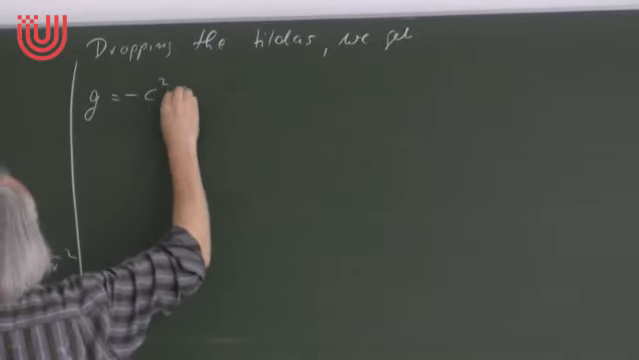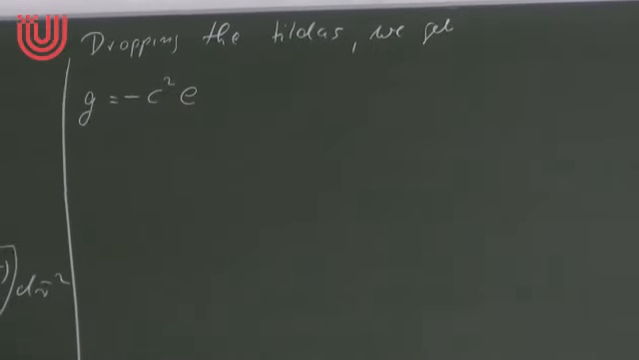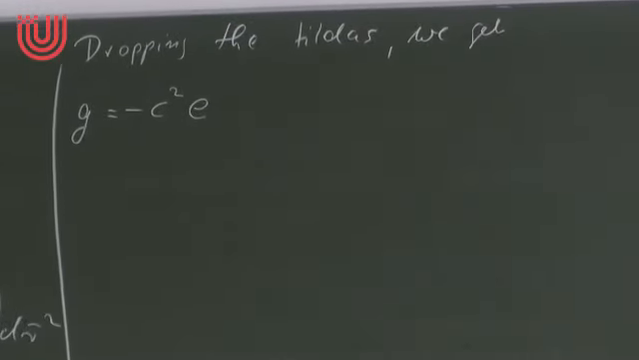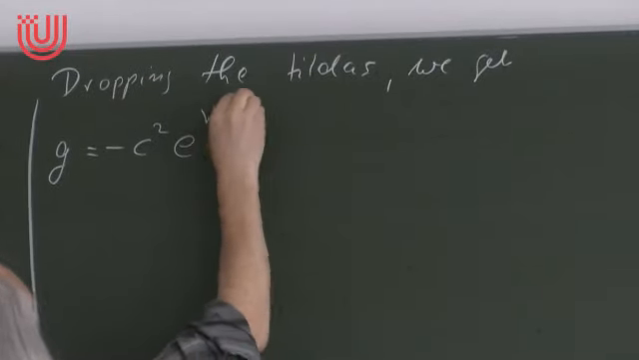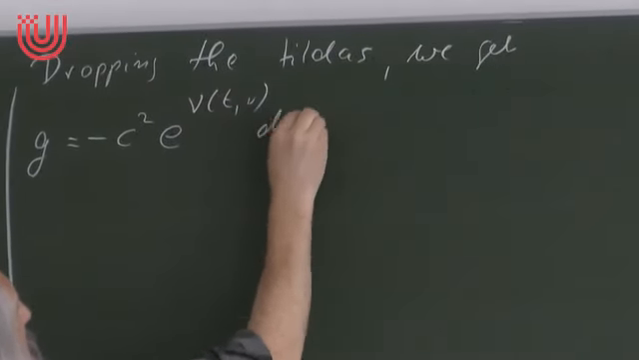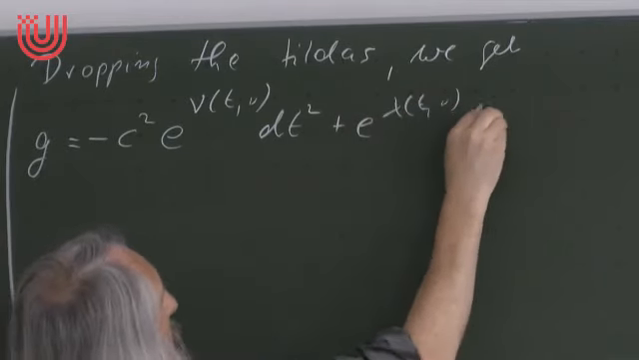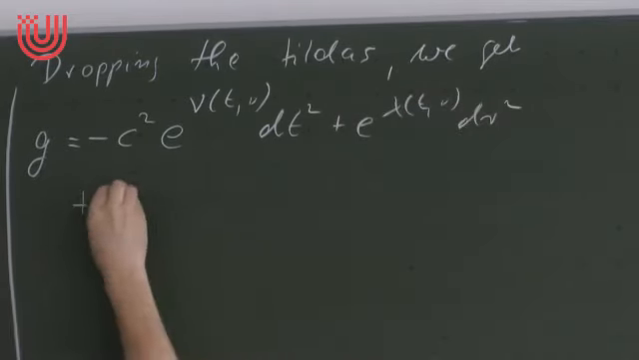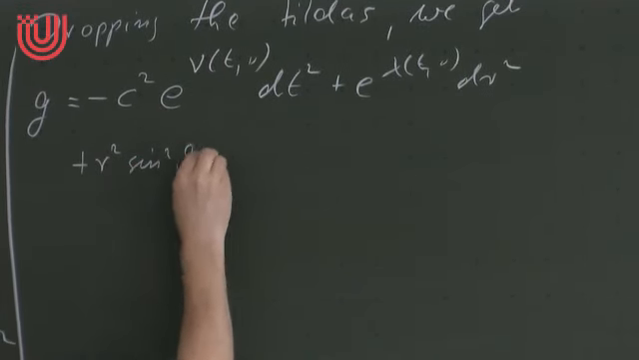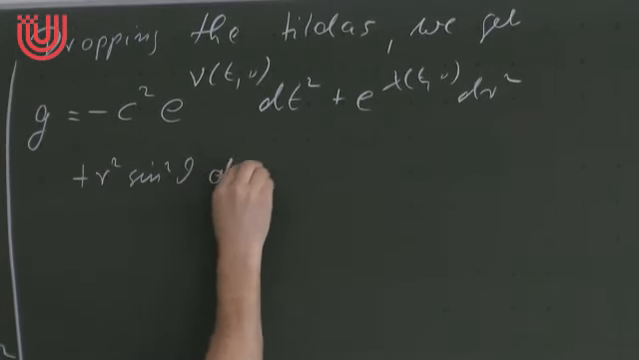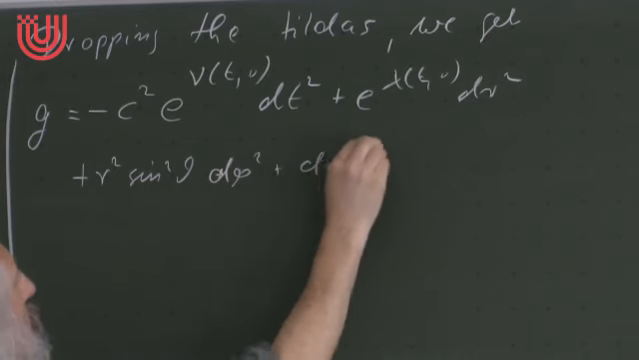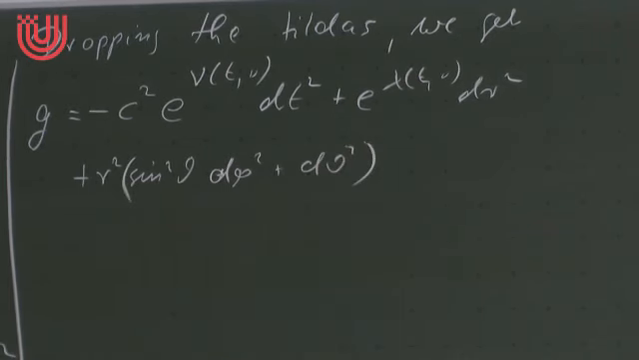Minus c squared e to the 1/2 is squared away. So if I drop the tildes, I get nu of t and r dt squared, e to the lambda of t and r dr squared, plus the angular part, d theta squared plus d phi squared. As I said, there are quite a few books which tell you that this is a general form of a spherically symmetric metric.